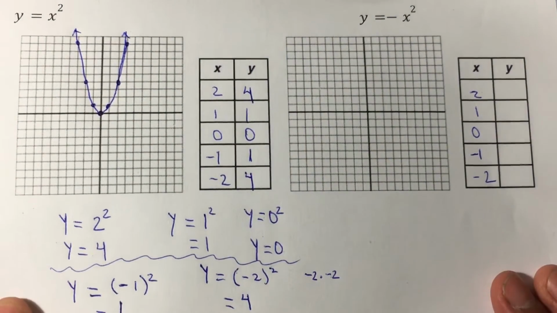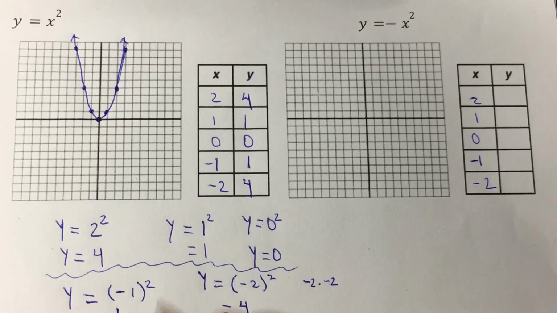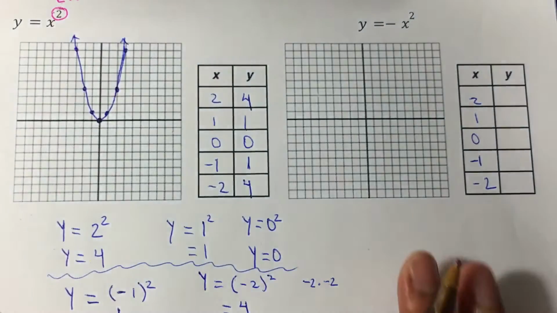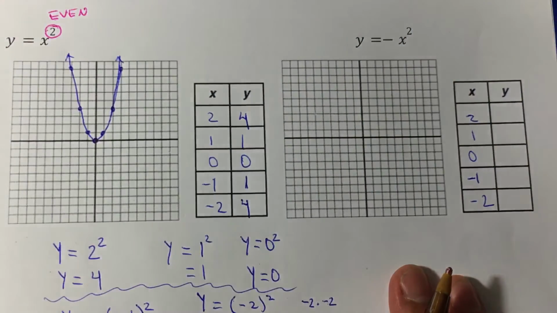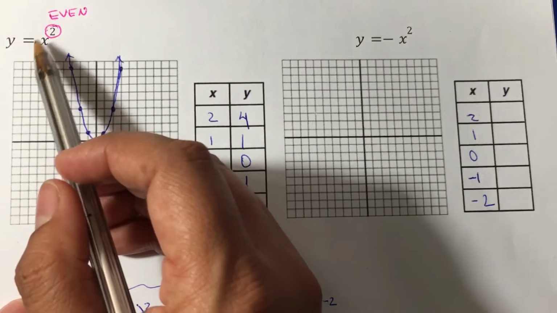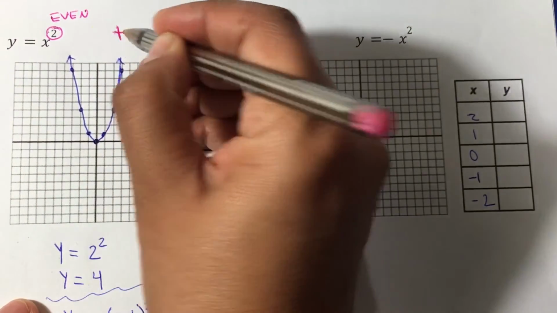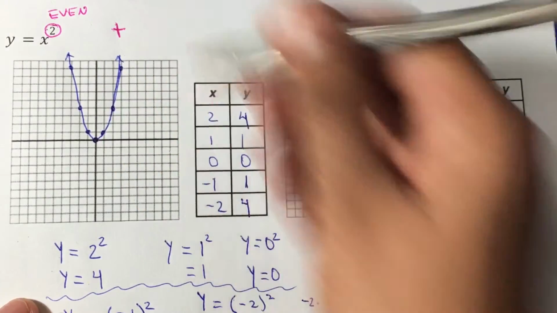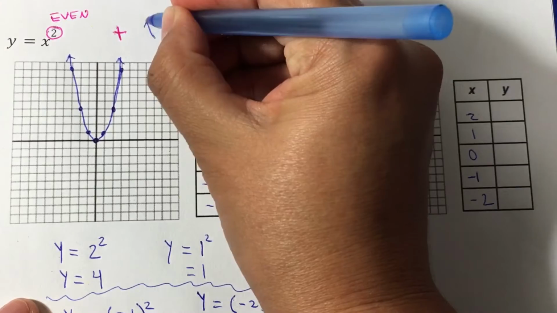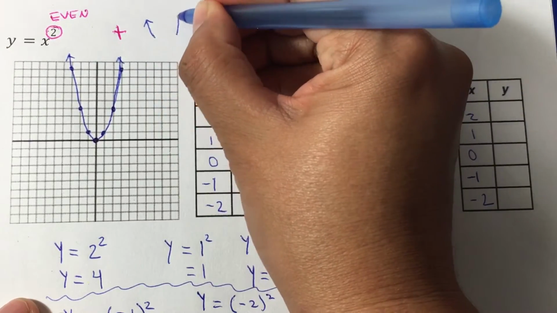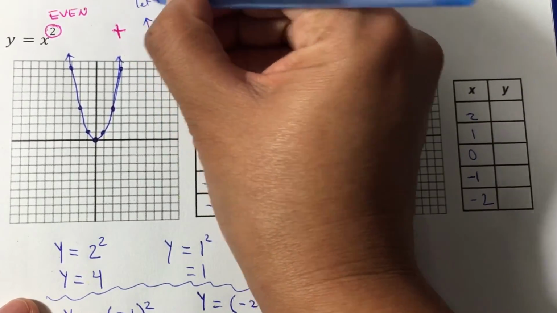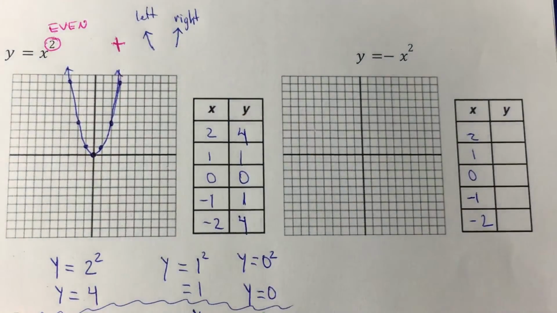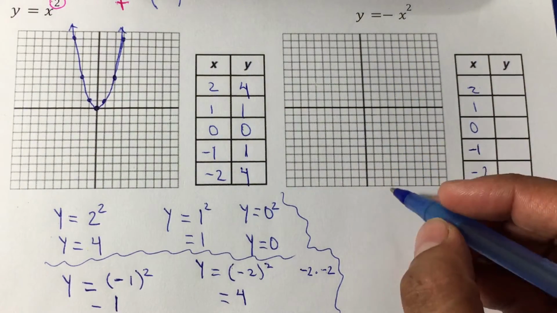And now let's analyze it. So the degree is 2, which is even. Even degree. The leading coefficient is positive. And what's happening when it's even and positive? Well, on the left it's going up, and on the right it's also going up. Okay, so left and right, both are going up.